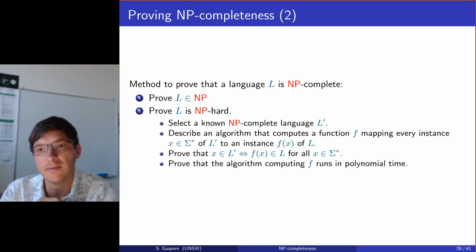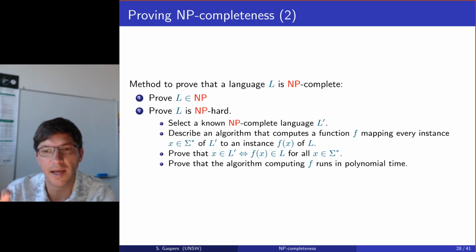Second, we need to prove that L is NP-hard. And to prove that L is NP-hard, we need to select a language L prime that we know is NP-complete. Now we describe an algorithm that does the reduction. It maps every instance of L prime to an equivalent instance of L. Then we can prove that x is a yes instance for L prime if and only if applying the reduction gives us a yes instance for L, for every input instance. And so we just need to prove that the algorithm that computes f runs in polynomial time.